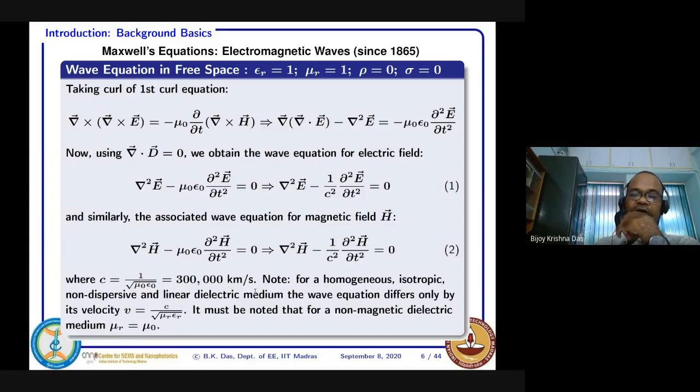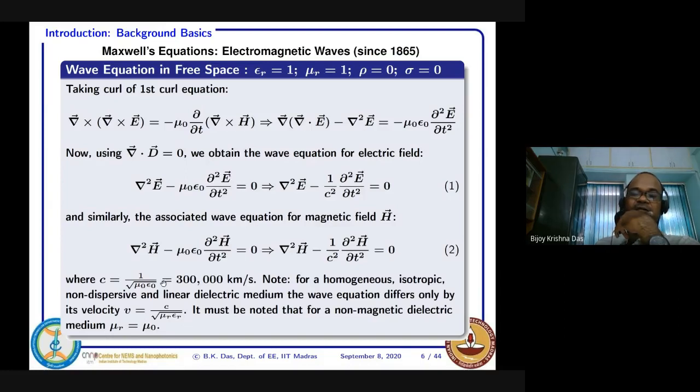Okay, for a homogeneous, isotropic, non-dispersive and linear dielectric medium, so we are considering linear now, the wave equation differs only by its velocity. Whenever it is a material medium, suppose instead of mu 0 you have mu, instead of epsilon 0 you have epsilon, that means you have mu r, epsilon r present. In that case, this c will be replaced by c divided by square root of mu r epsilon r.